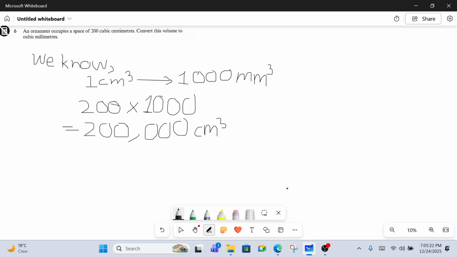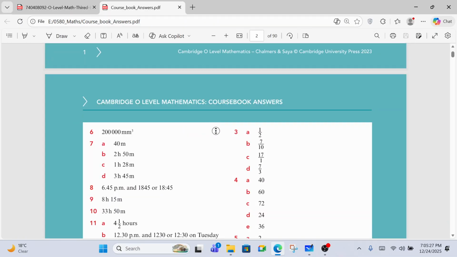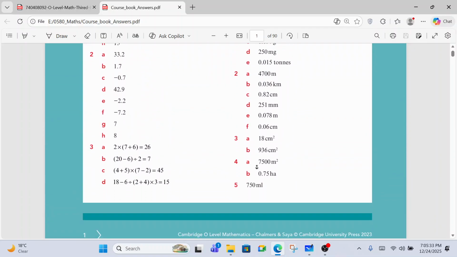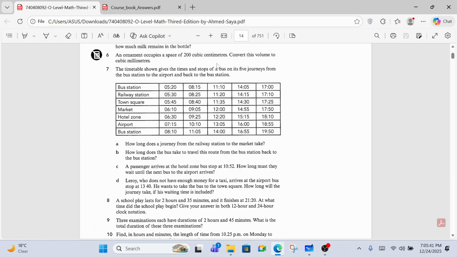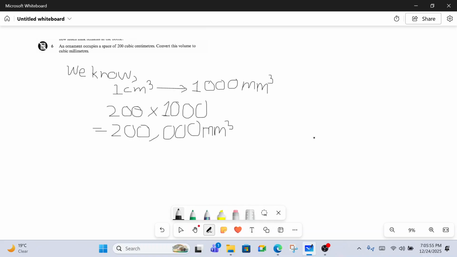Alright, just for verification, I'm checking the answer. Alright, it was millimeter cube. Oh yeah, my bad, it's millimeter cube from the first. Okay, so this is our answer for question number 6. Pretty straightforward. Now let's move on to the next question.